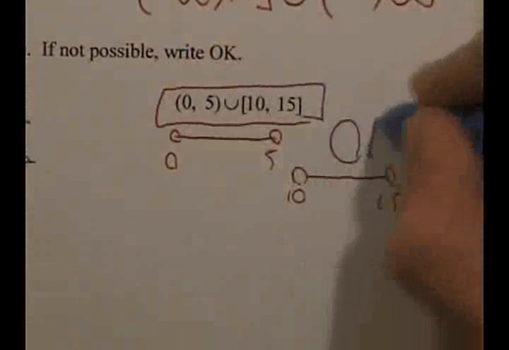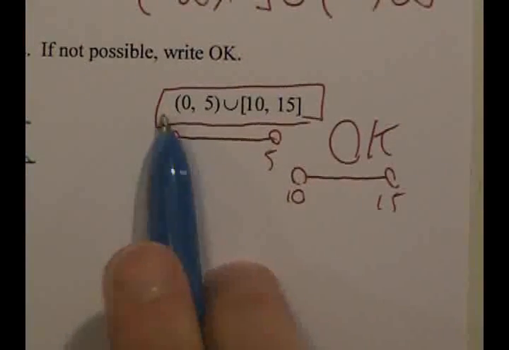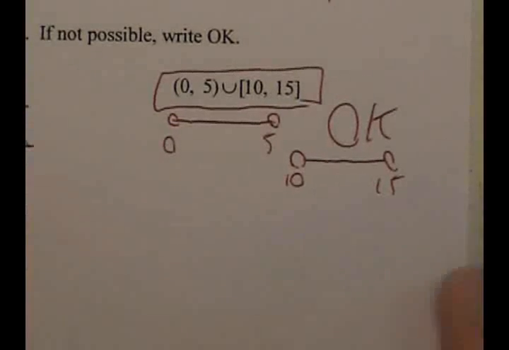That one we'll say OK. Everything between 0 and 5, and everything between 10 and 15. There's no way to write that in one thing. So move on to the next.